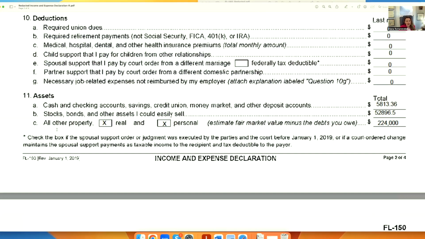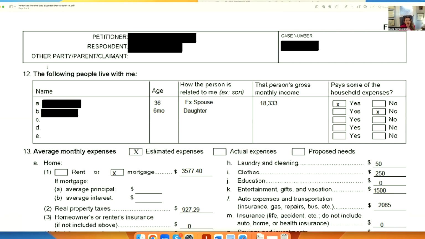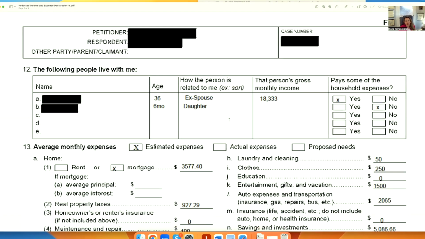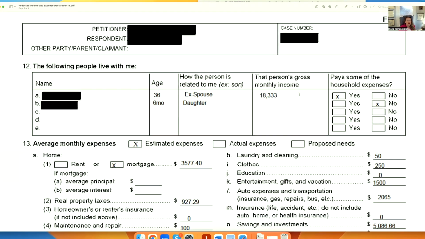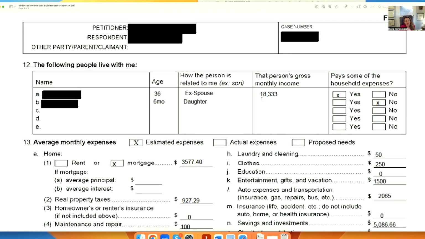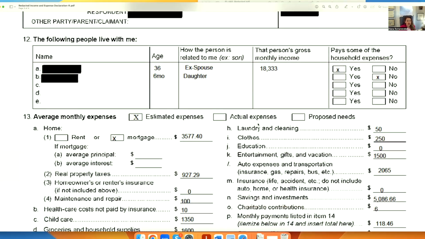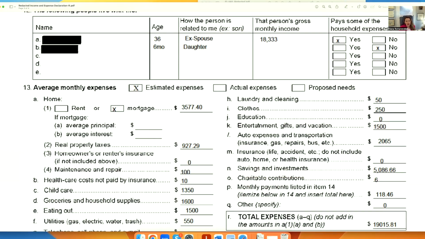Okay, now assets: cash and checking account, savings, and other deposits. So this is more liquid. B is less liquid, but I could sell it. And C is usually completely not liquid. This would be furniture, and that would be real estate. Then we have the following people live with me: ex-spouse, daughter, grandmother, and then their age and how much they make. Why is this important? Well, if you live with your significant other and are seeking support, the cohabitation could be a reason for receiving less support if your romantic partner supports you.